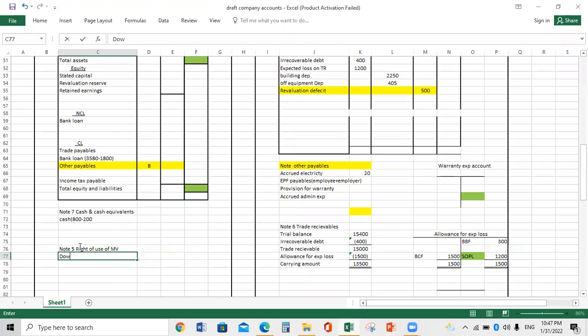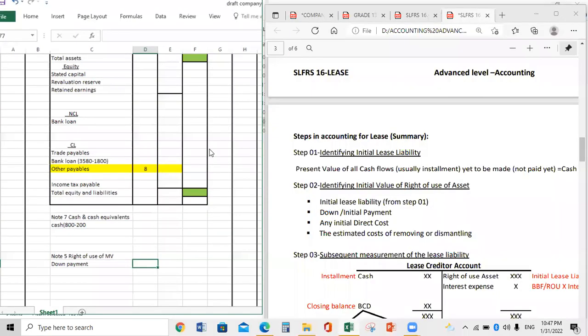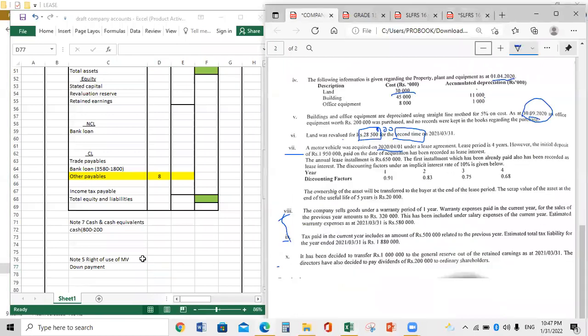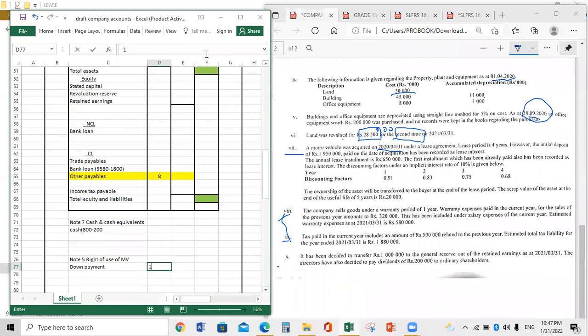First of all, what you do, you can say down payment and record it. How much was the down payment? The down payment I forgot. How much was it? 1,950.